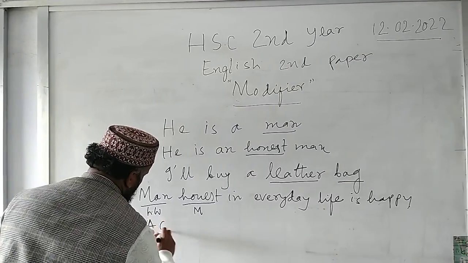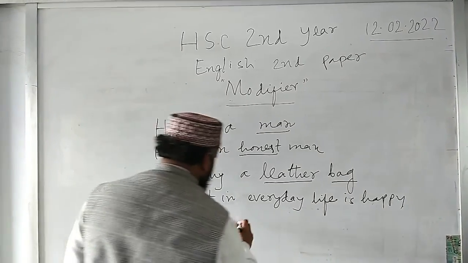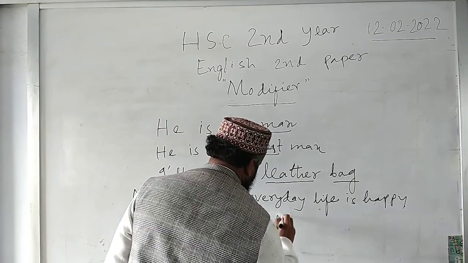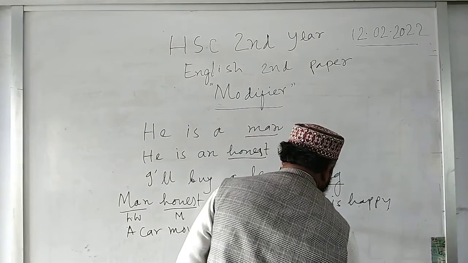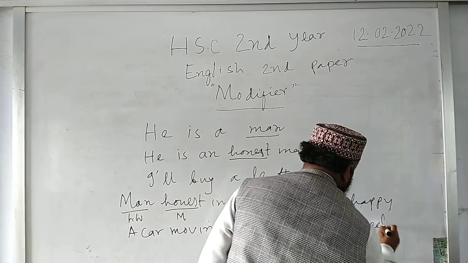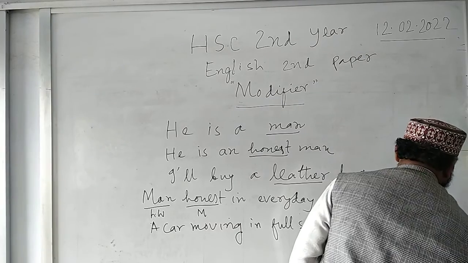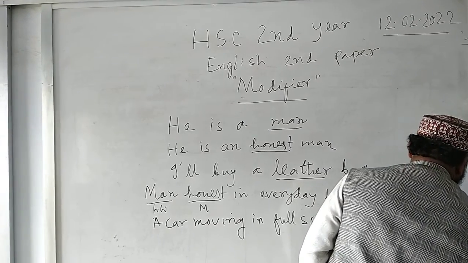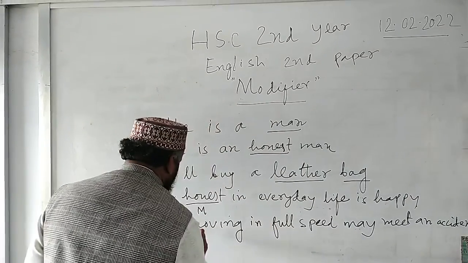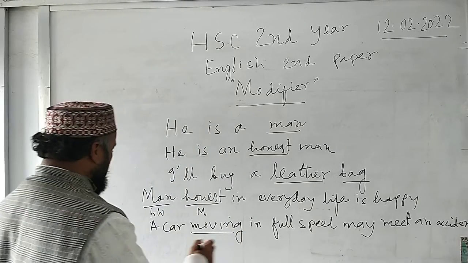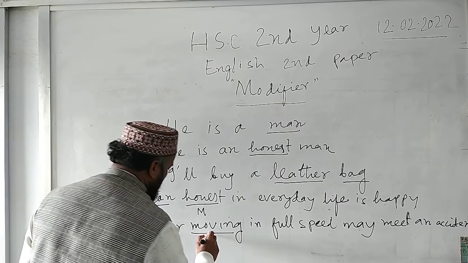Another example I can give you here. A car moving in full speed may meet an accident. Look at this. Here moving has added a dimension to car. This is HW or head word, and this is modifier.